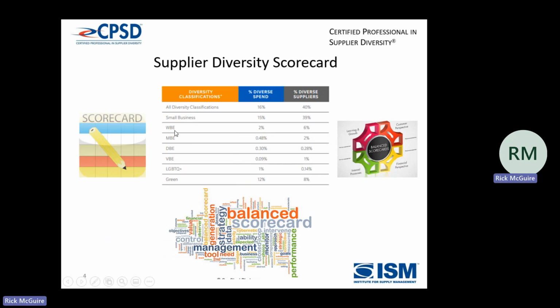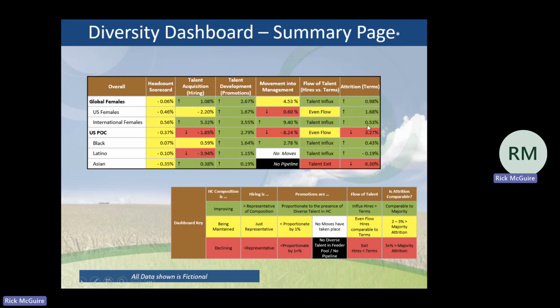So here's a supplier diversity scorecard. Diverse spend, diverse suppliers, these are the different types of diversity certifications, and what the percentage of the spend and the percentage of the suppliers is for the company. So that's a decent scorecard. This is a diversity dashboard. This covers diversity of the company's workforce along with supplier diversity. And you probably can click on these things and drill down into them.